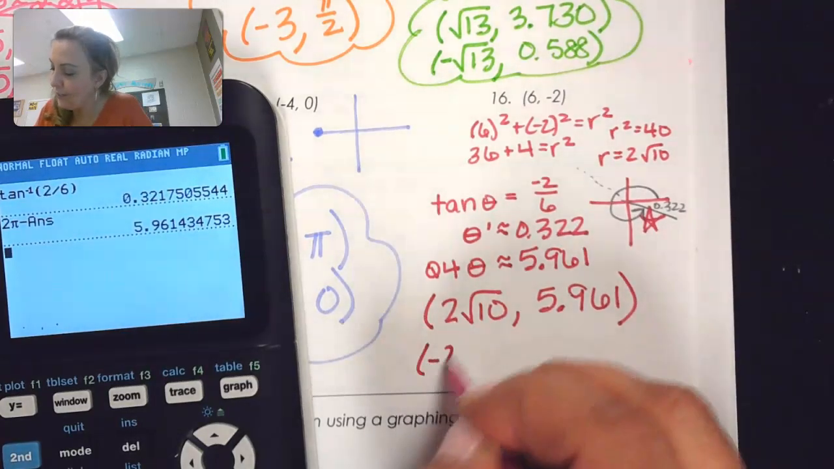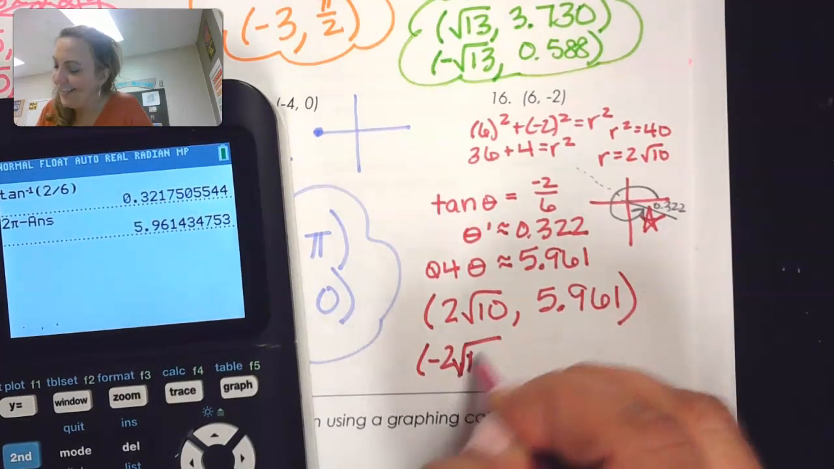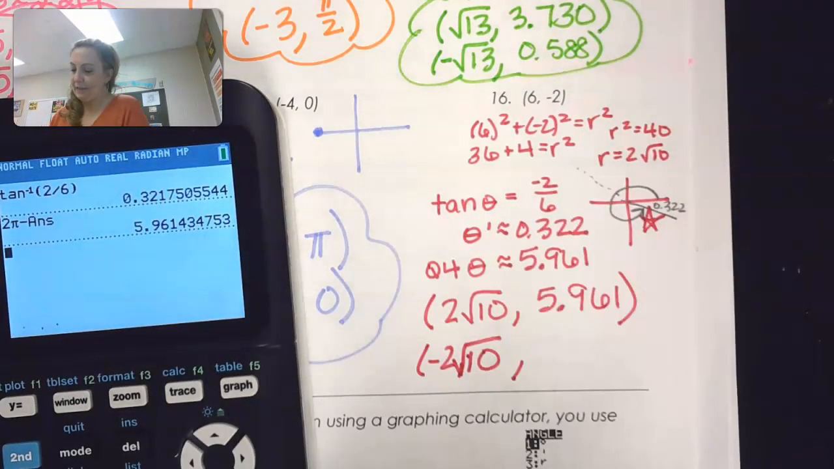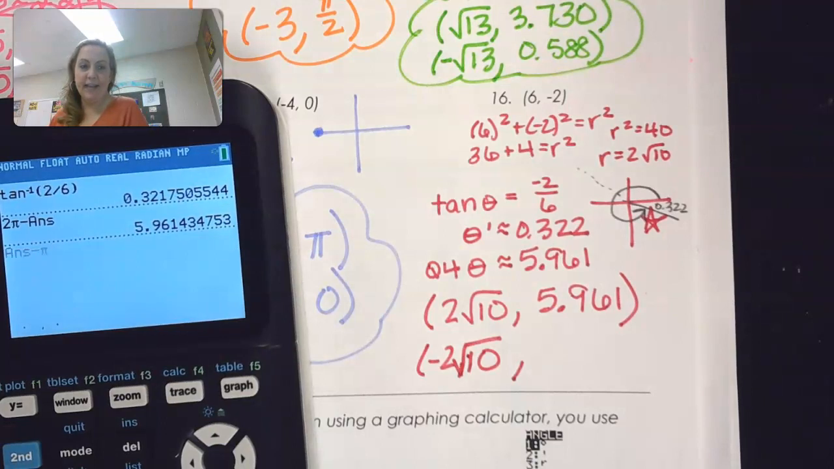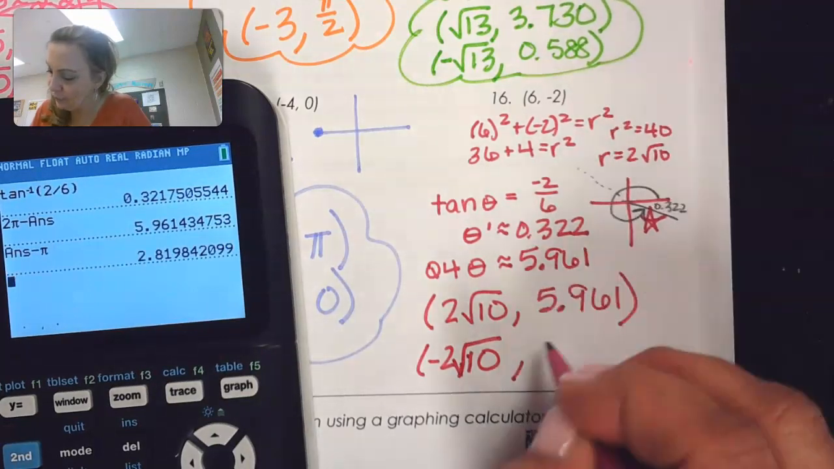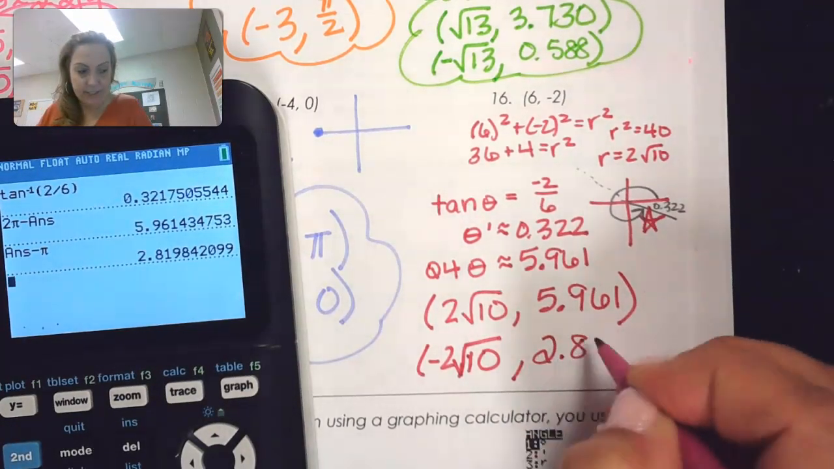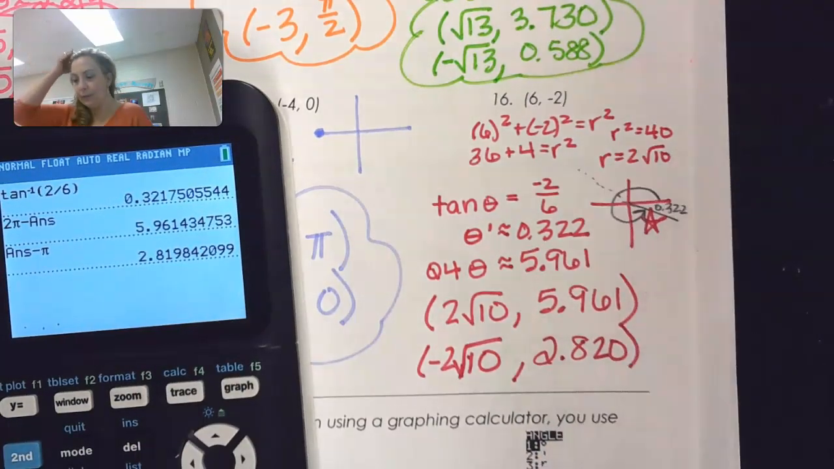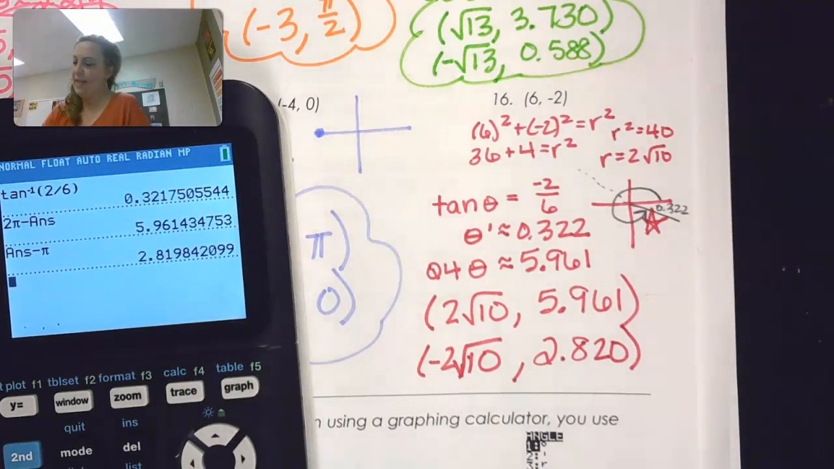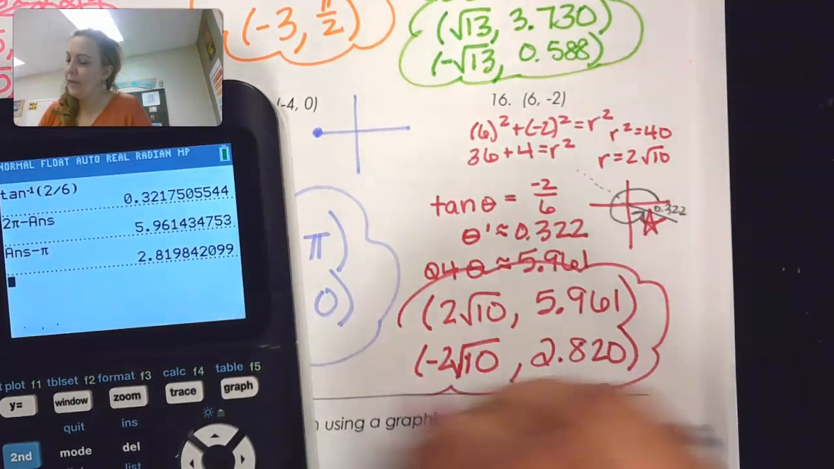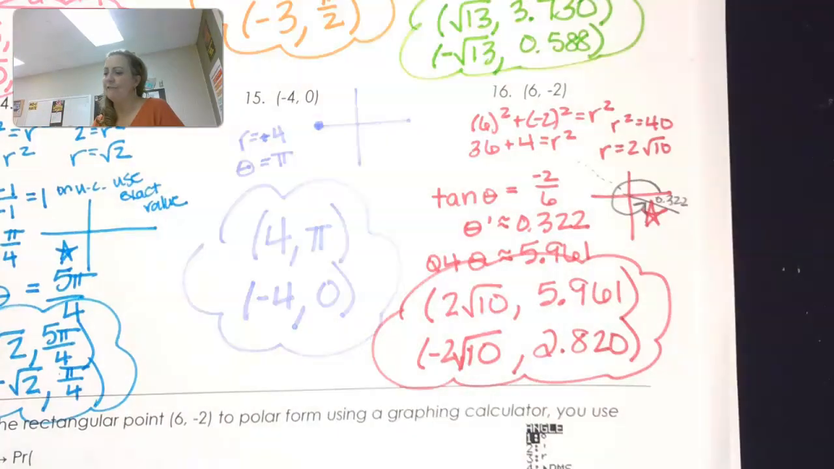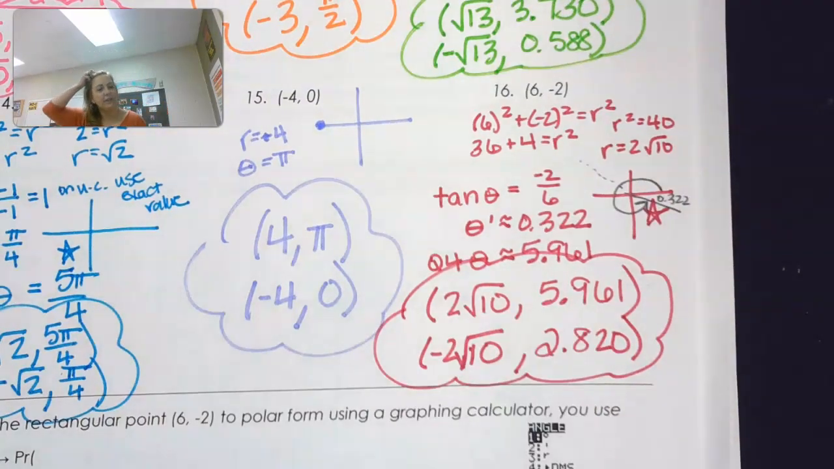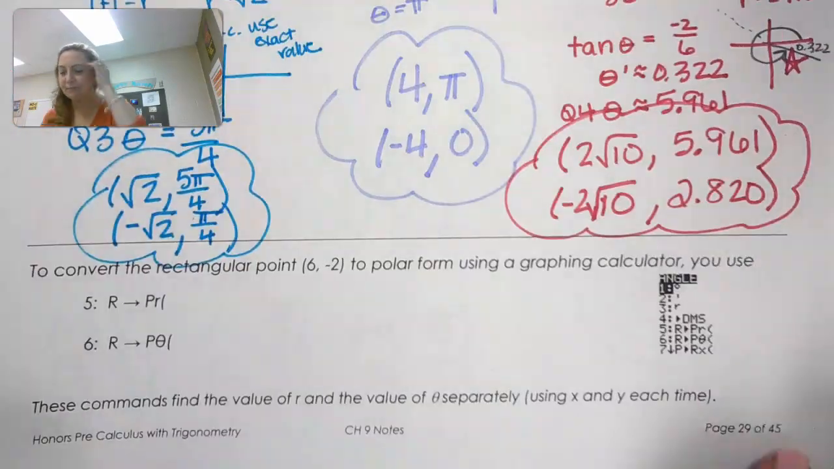I would have to go negative 2√10, and I would want to back it up pi. So I'm going to subtract a pi off of that, and then that gives me 2.820 if I'm rounding appropriately there. Okay. I'm more concerned with getting the first one than the second one as far as these go, but it's good practice as far as putting it all together.